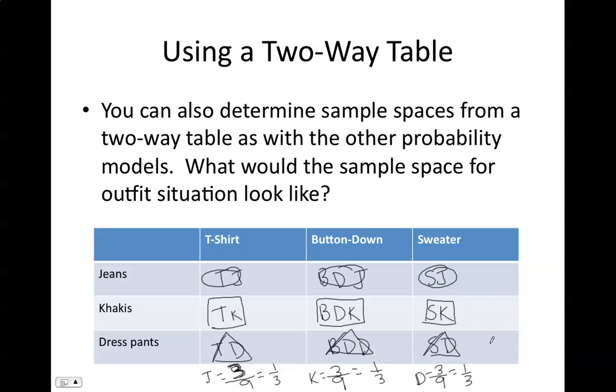Alright, and so if I went through and created my sample space, and to just check my work, jeans, I said there's a probability of 1/3, khakis 1/3, and dress pants 1/3. If I were to add these up, I would have 3 over 3, which is 1. And remember that the sample space will always add up to 1. The probabilities of each outcome when you're showing a sample space will always add up to 1.